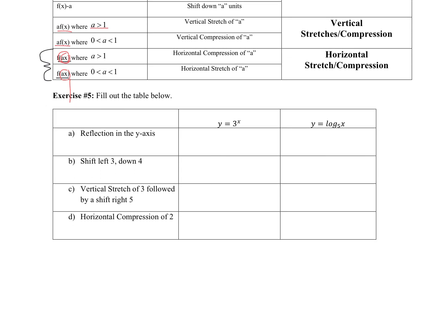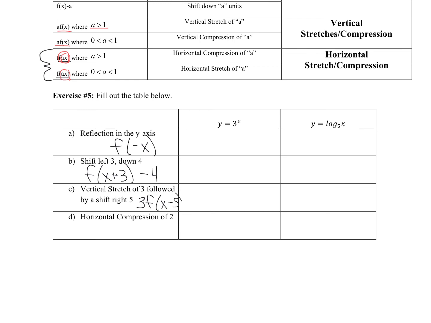So here are two parent functions. We have 3 to the x, we have log base 5 of x, not inverses of each other, but both examples of parent functions for exponentials and logs, respectively. So if I want to reflect in the y-axis, I'm just going to write these rules as a refresher. That would be f of negative x. Shift left 3 would be x plus 3. Down 4 is minus 4. A vertical stretch of 3, followed by a shift right 5: 3 in the front, x minus 5 in the parentheses.